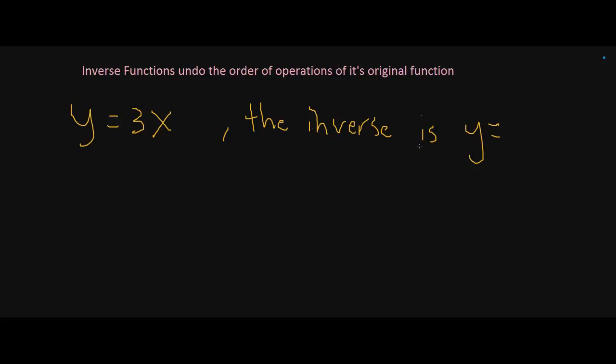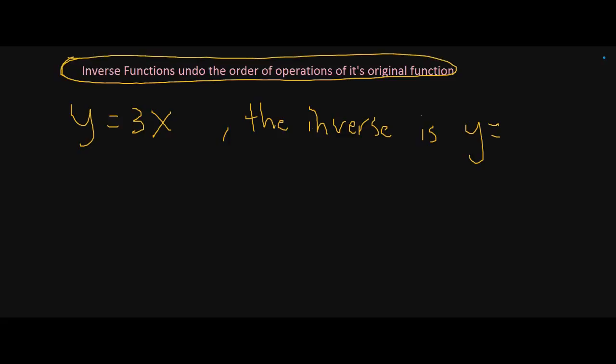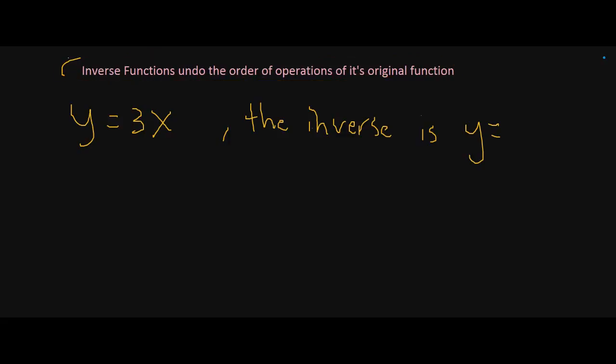One of the other things that inverse functions do, I have it written right here for you, is that inverse functions undo the order of operations of the original function, meaning the inverse function does everything opposite of the original function. So if your function adds 1, your inverse subtracts 1.